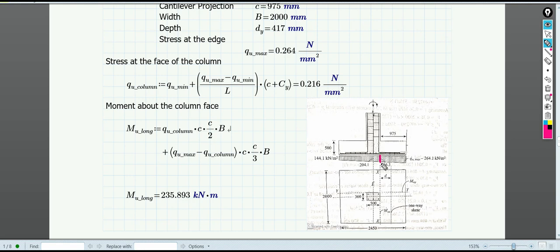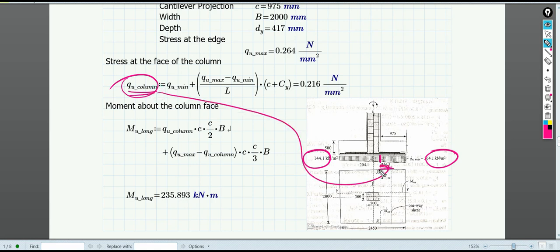So the Qu column is nothing but the stress at the face of the column. So you can just do the interpolation. I have just used the equations. It is nothing but the interpolation. So Q minimum, this is 0.4011, that is 144 kilonewton per meter square, plus whatever variations you have for this particular portion. I think there is no need to explain this interpolation. You can do it by yourself, and after doing interpolation, you can find that the stress at the face of the column is 0.216 Newton per mm square. Okay, so this is the value of the stress which is acting at the face of the column.